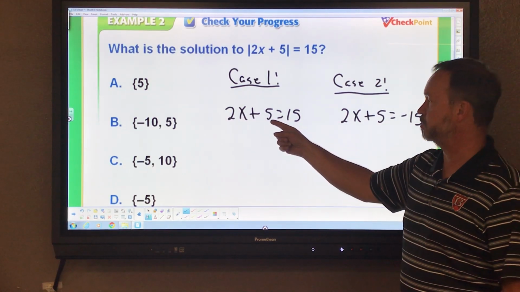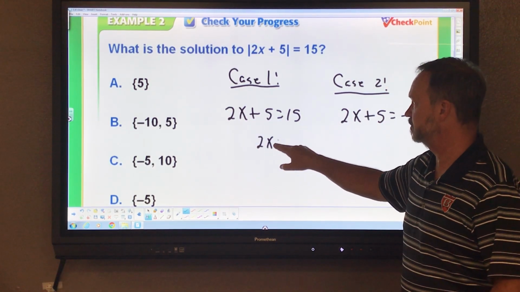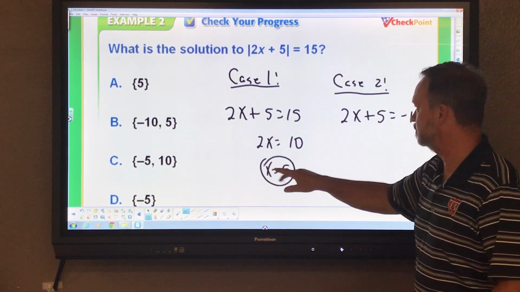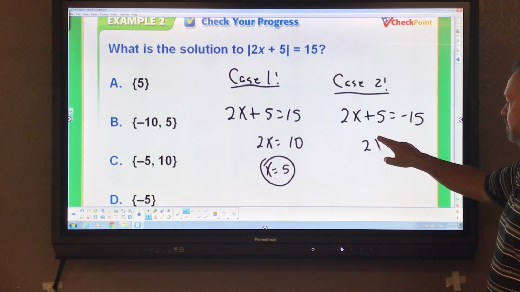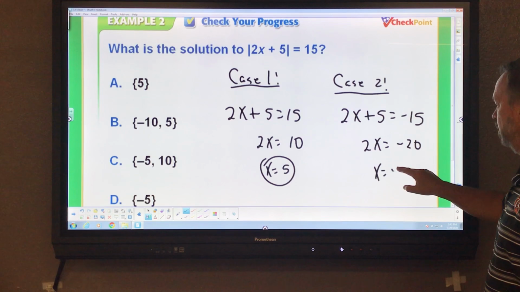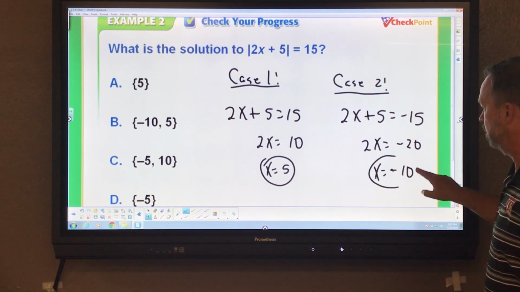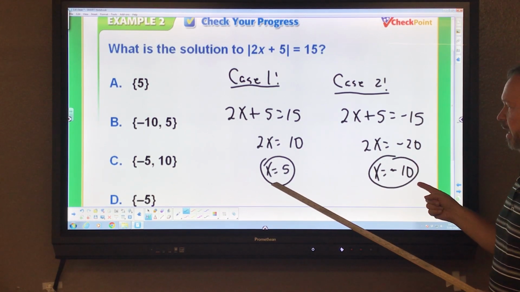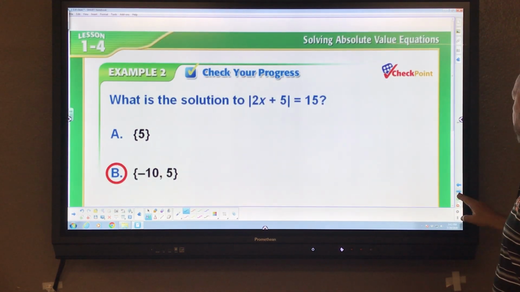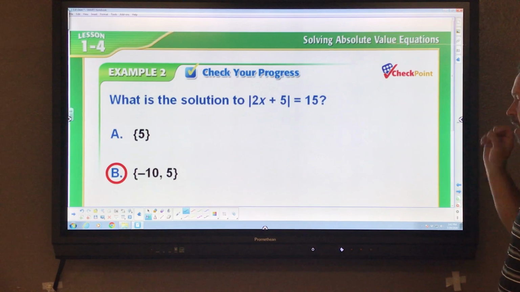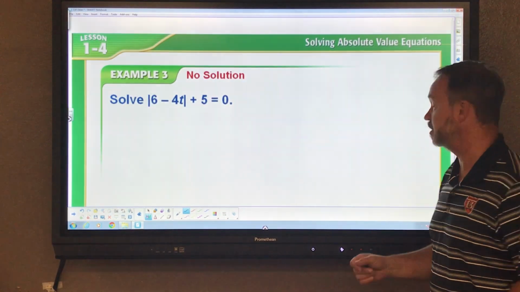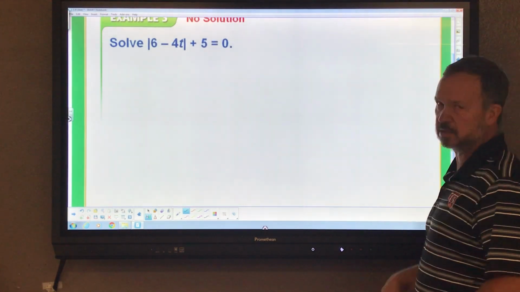So then I'm subtracting 5, dividing by 2. Subtracting 5, divide by 2. It's a negative 10. So those are my two answers, and if that is correct, then B is our answer. B is our answer. And we could check those by plugging them back in like I did earlier. You certainly would want to do that if it was an important situation, you know, quiz, test, stuff like that.